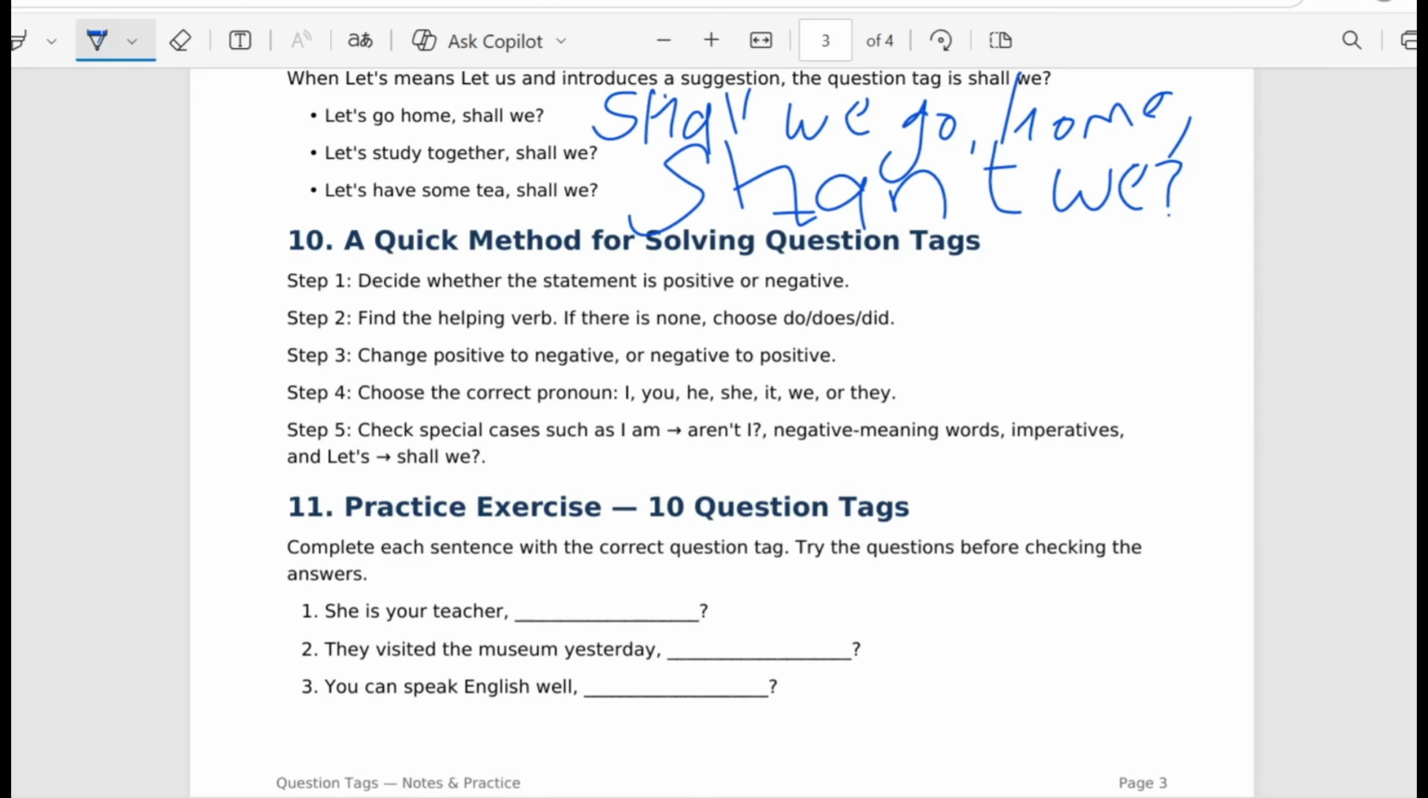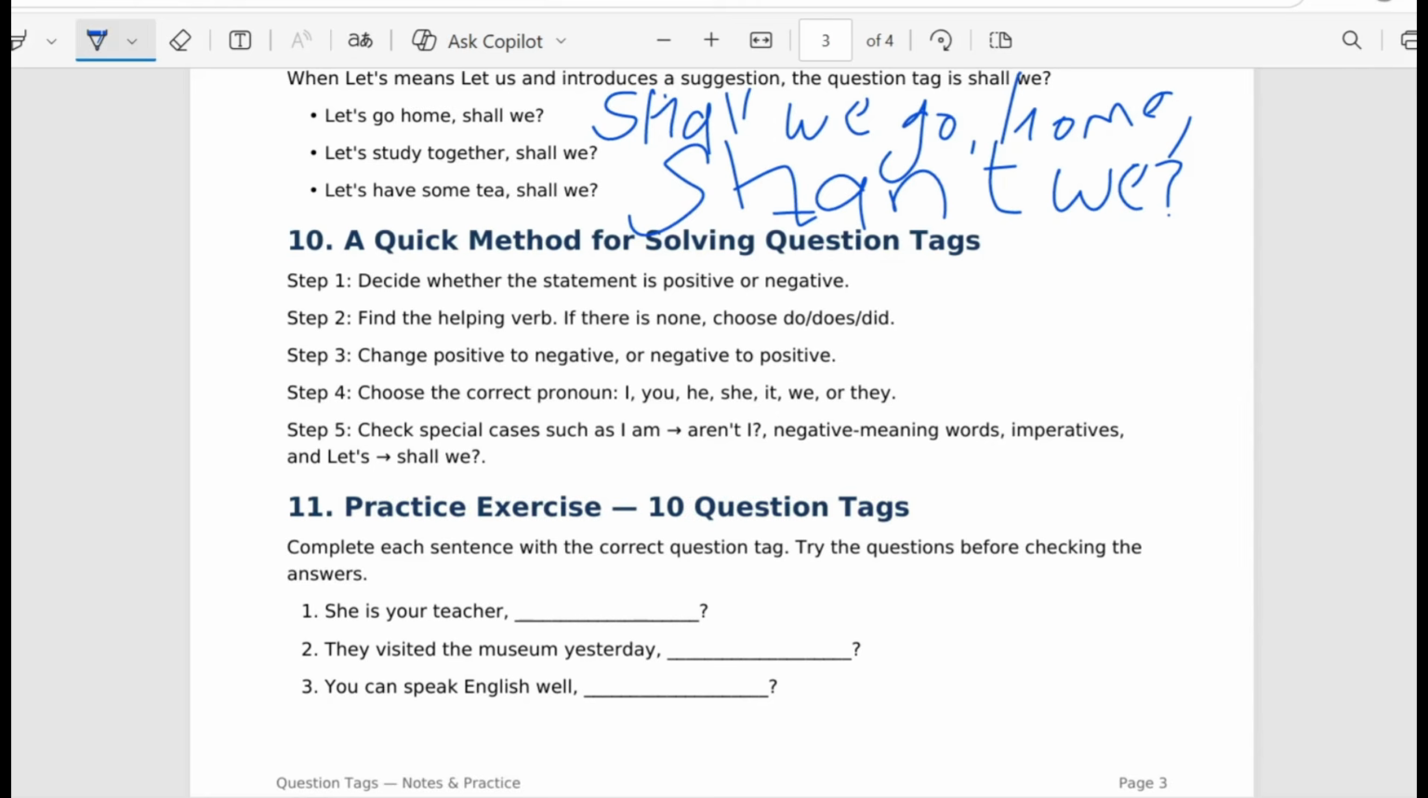Then another method that can help you to solve question tags easily. Check special cases such as I am. I am changes to aren't I. Check if there are negative meaning words, and if there are, the tag should be positive. Check whether it is an imperative, where you want to make a request or a command. The most common tag is will you. Then let's becomes shall we. You are making a suggestion.